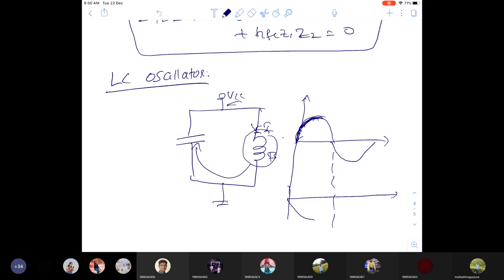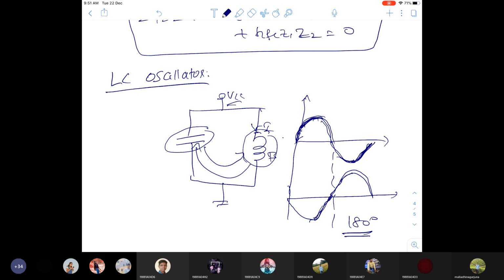Now the capacitor slowly charges like this, until it reaches the maximum level. Then the capacitor starts to discharge into the inductor again, and it comes down like this. If you see, the waveforms across the inductor and capacitor are always out of phase, so it gives a 180 degree phase shift. The amplifier is already giving a 180 degree phase shift, so the total phase shift will be 0 degrees or 360 degrees.